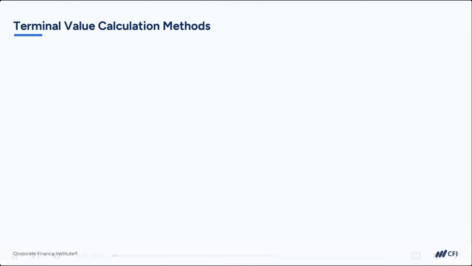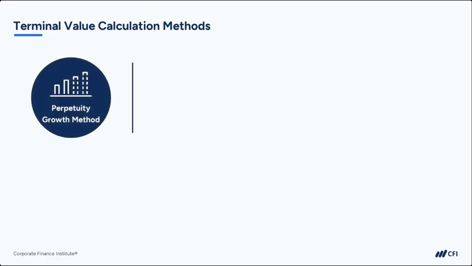Now that we have calculated WACC, we can discuss the two methods used to estimate terminal value. Remember, most DCF models have a discrete forecast stage and a terminal value stage. The first terminal value estimate we discuss is usually known as the perpetuity growth method.